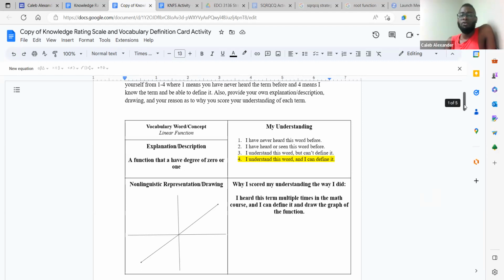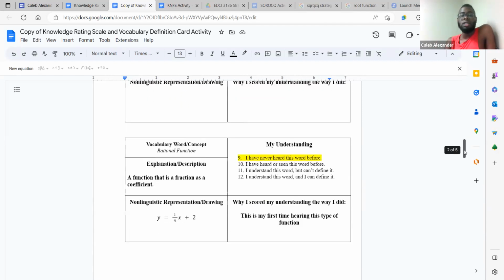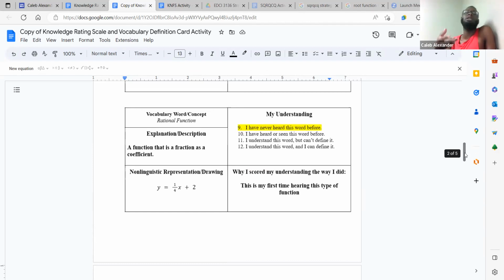The next one would be a case where the student did not know what a rational function is. A rational function is definitely harder, because the student never heard it and it's more upper level. So this is a case where the student might not know what a rational function is, and they might say a rational function is one with a fraction as a coefficient, which is true, but it's not what you mean when you talk about rational functions.